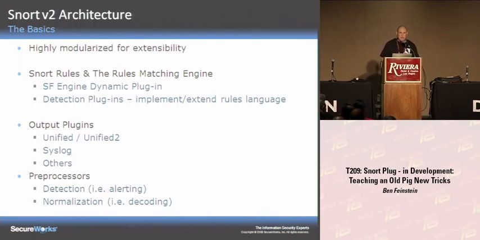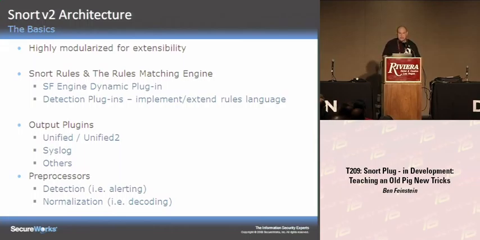They also have output plugins. An output plugin example is the Unified or the Unified 2 outputs. That's a highly efficient binary alert and log stream. You have your classic syslog output, and there are some other output plugins as well that are less commonly used.